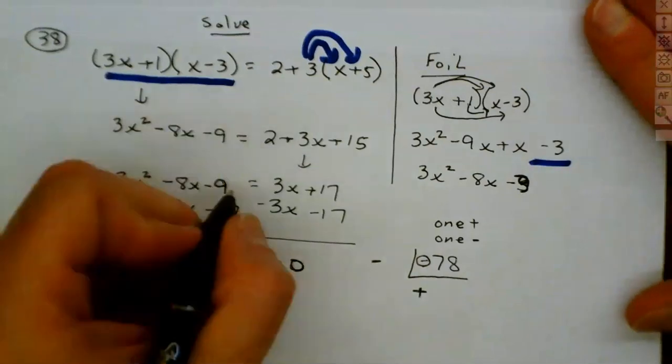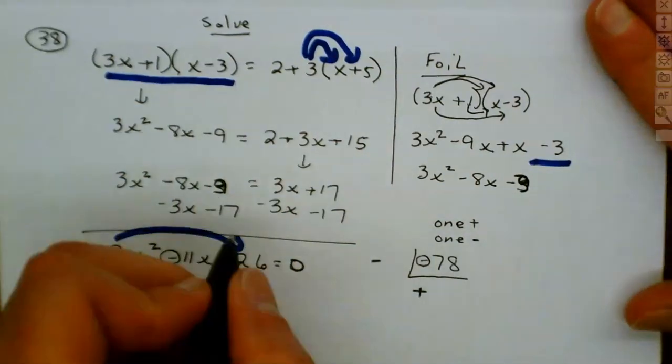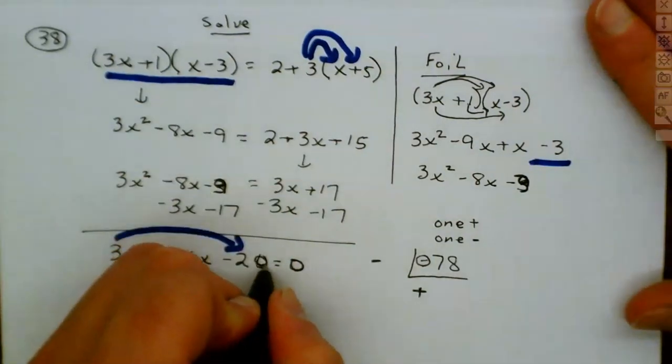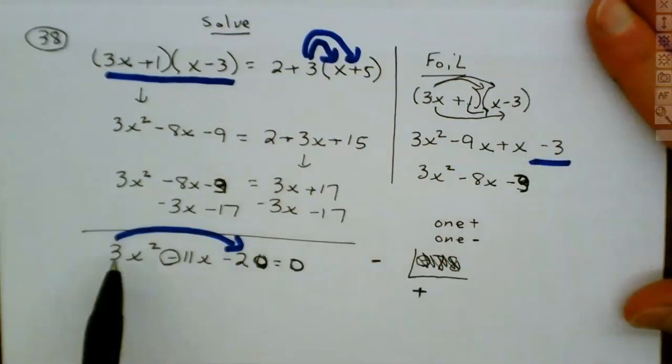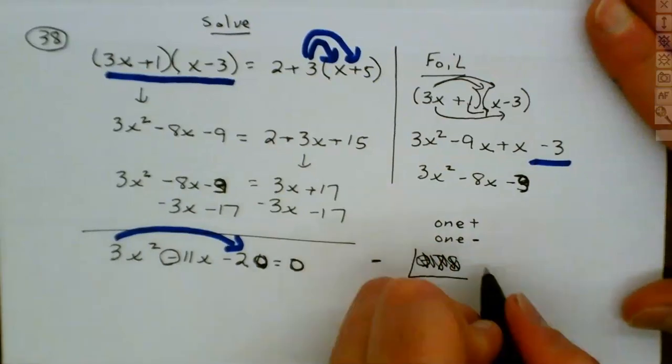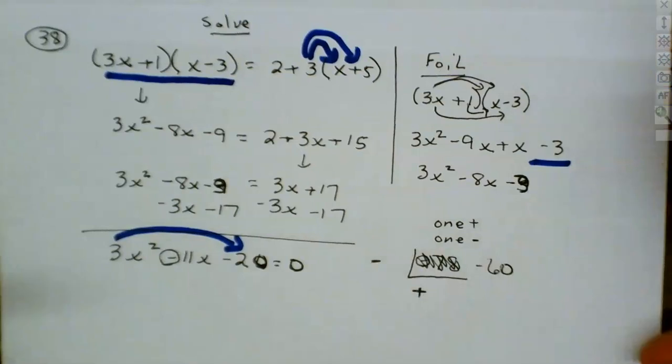Okay, so this should be a negative 3 here. Let me just fix it real quick. And then negative 3 and negative 17. That makes it, sorry about that mistake, negative 20. 3 times a negative 20 is a negative 60. And now it should work.